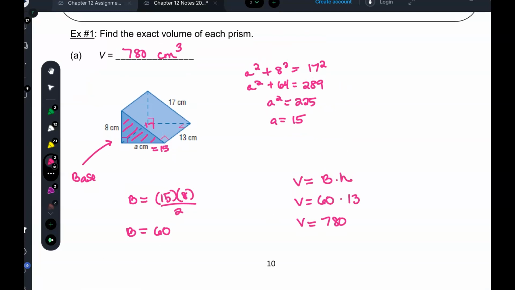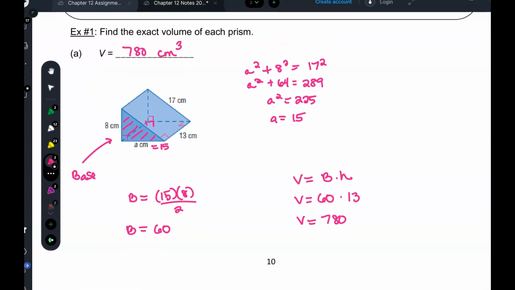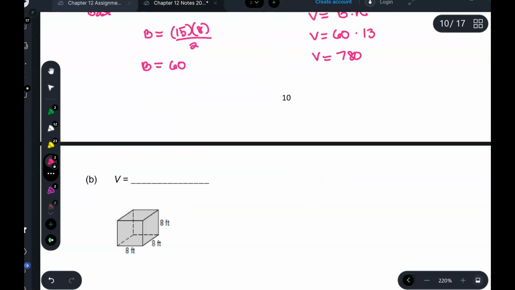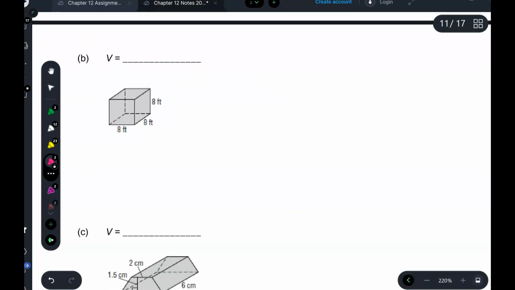So do we understand why we did not have to do the perimeter times apothem divided by 2? Yeah, because the triangle wasn't a regular triangle. For this one you could just do 8 times 8 times 8, or 5 times 12. 8 to the third power.